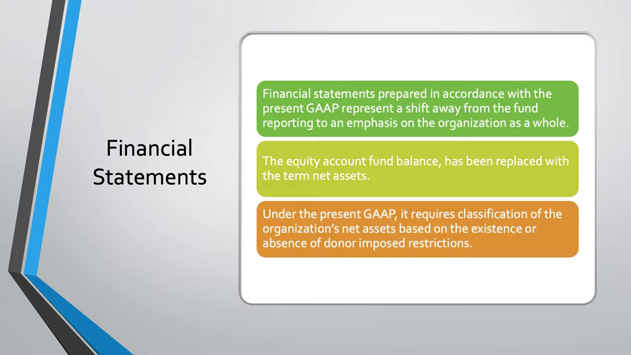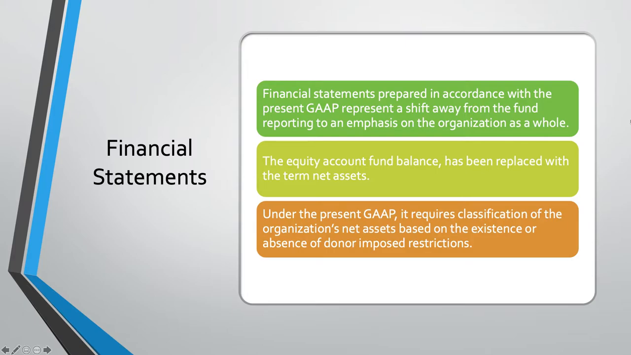So under the present GAAP, it requires classification of the organization's net assets based on the existence or absence of donor-imposed restrictions. Of course, since it's donation, some donations actually have conditions. If you do not meet those conditions, you could be violating the donation agreement or the donation stipulation, which may invalidate the donation itself, and the funds may be reverted, or you may be obliged to return the funds that you have received as a donation because you have violated the donation restriction. So that's very important.